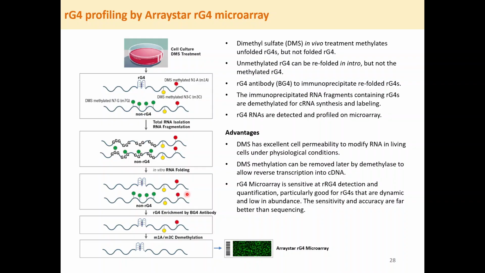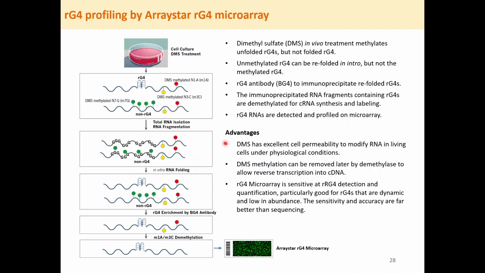The denatured unmodified rG4s can refold back to rG4 structure, whereas denatured modified non-rG4 sequences cannot. The total RNA is then extracted from the cells and immunoprecipitated by rG4 antibody, bG4. The immunoprecipitated RNA fragments containing rG4s are demethylated for reverse transcription, synthesized for fluorescently labeled cRNA, and detected on the rG4 microarray. There are significant advantages by this rG4 profiling technology.